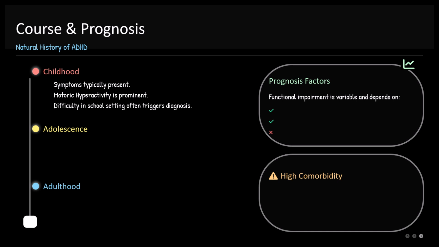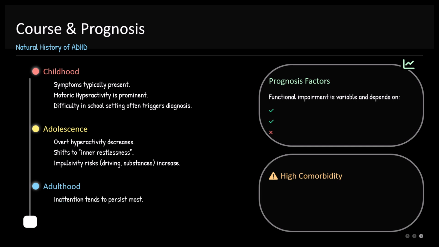And the difficulty in the school setting often triggers the diagnosis, either because they're getting in trouble in school behaviorally or their grades are suffering. Now, during adolescence, the hyperactivity decreases. The hyperactivity shifts to this inner restlessness, but the impulsivity increases. So they might be more susceptible to using substances or driving like crazy.